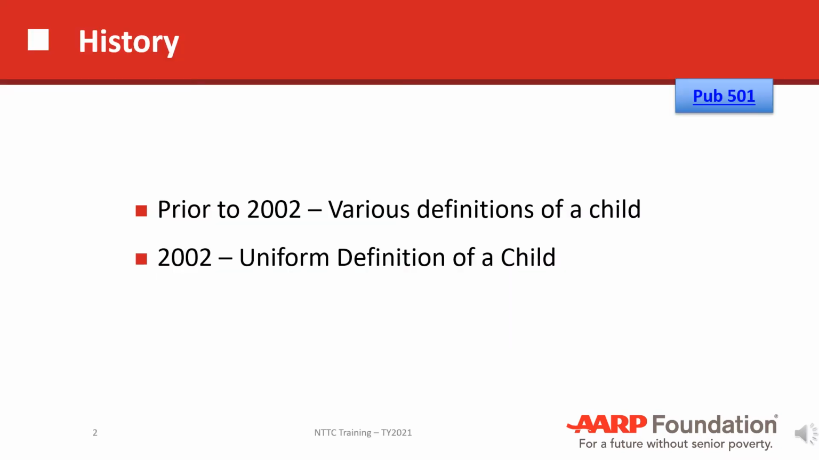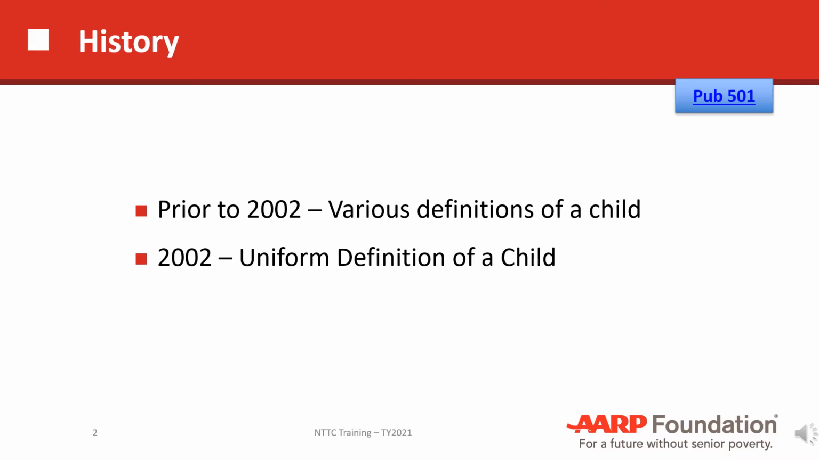To give you a little history of the definition of a child in the tax code, prior to 2002, there were various definitions of a child depending on what part of the tax code you were looking at. So if you were looking at something like the earned income tax credit, you would see one definition of a child. If you were looking at the requirement to file a tax return and what was necessary to determine a dependent, there was another definition of a child. So there were various definitions that existed prior to 2002.